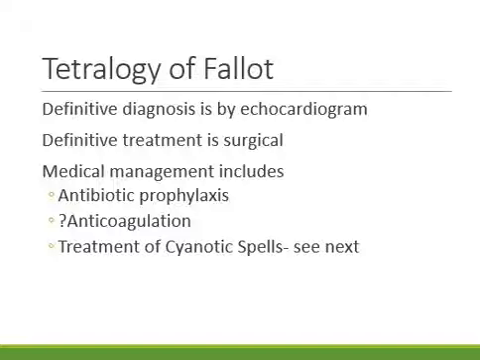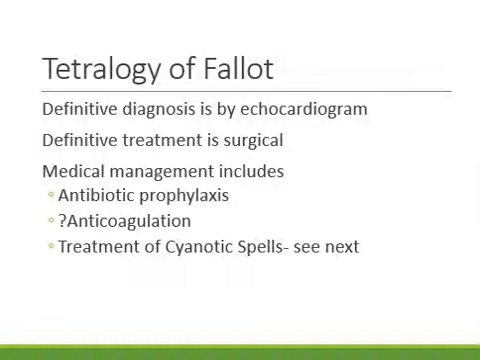The definitive diagnosis is by echocardiogram, so you have to actually be able to visualize the heart by ultrasound to see the structures where the features we just discussed: the right ventricular hypertrophy, the VSD, and the overriding of the aorta, as well as the pulmonary stenosis. The only way you're going to be able to determine that is if you actually visualize them. You do this through ultrasound, which we call echocardiogram.